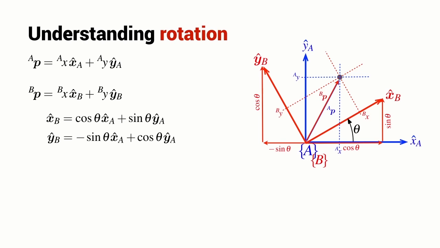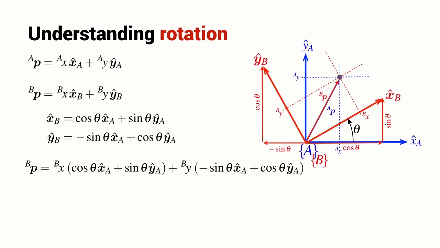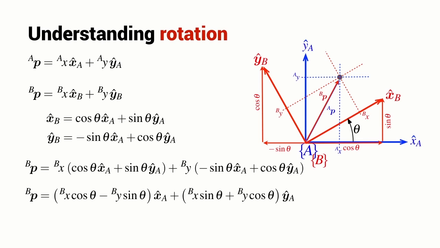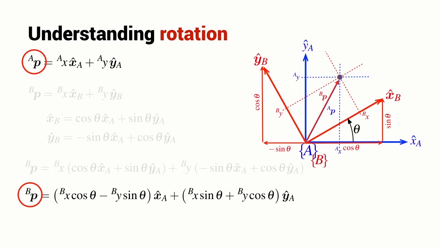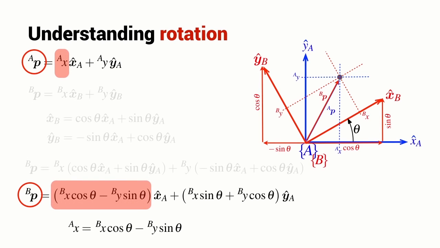If I substitute these two equations into here, I can write this expression. Then I can expand, rearrange, and factor out XA hat and YA hat. The next thing to observe is that because these two coordinate frames share an origin, then the vectors AP and BP are in fact exactly the same. The coefficients of XA hat must be the same, so we can write this, and the coefficients of YA hat must be the same, so we can write this.